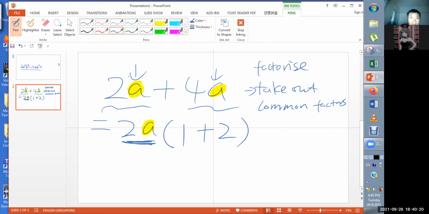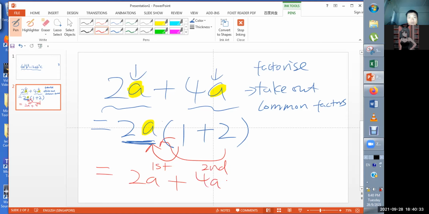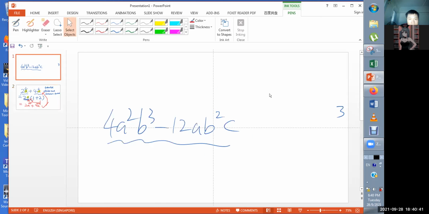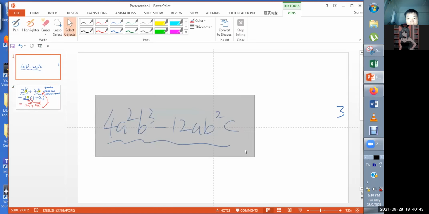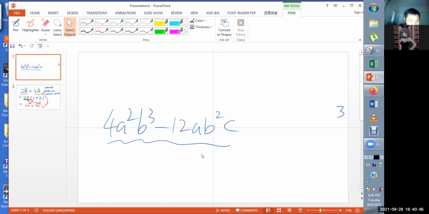Because if you open it up, this is your first arrow, you will get 2A. This is your second arrow, you will get 4A. You will get back itself. Can you see? That's called factorization. So similarly, on top, you asked this question. Let me just move it a bit first.